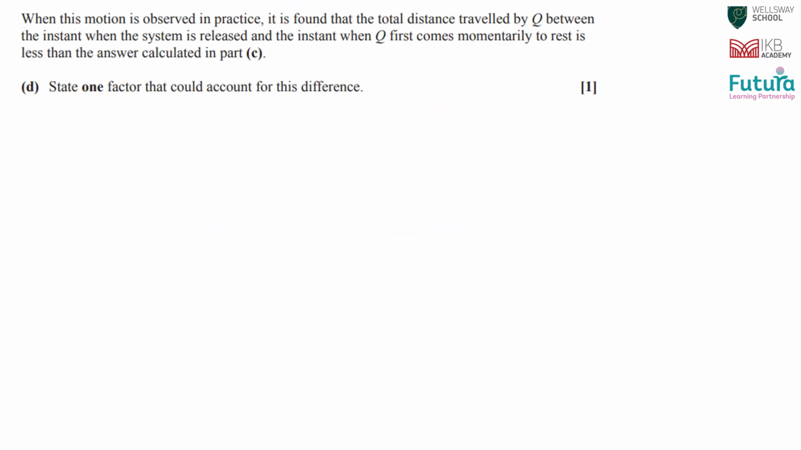Finally, for part D of this question, it's just 1 mark. When this motion is observed in practice, it is found that the total distance travelled by Q is less than the answer calculated in part C. State one fact that could account for this difference. The easiest one to mention would be air resistance, because our model didn't take into account air resistance, and air resistance is likely to mean it travels slightly less distance than we calculated.